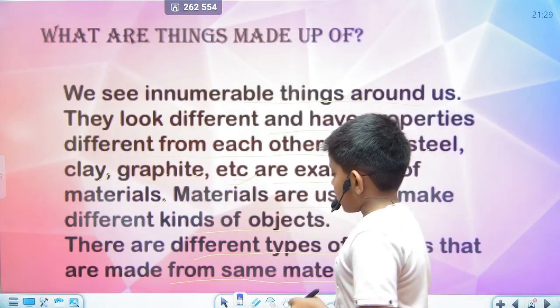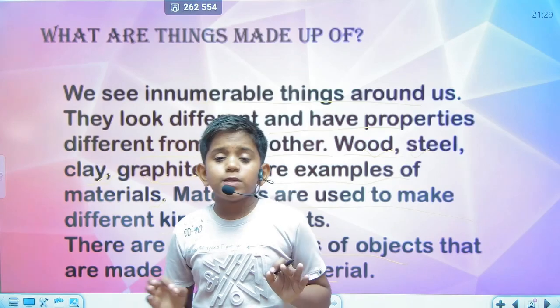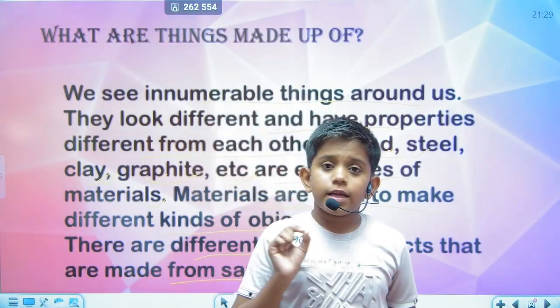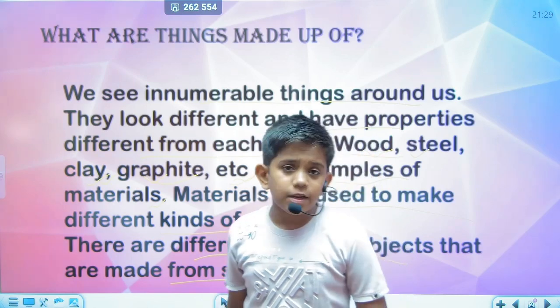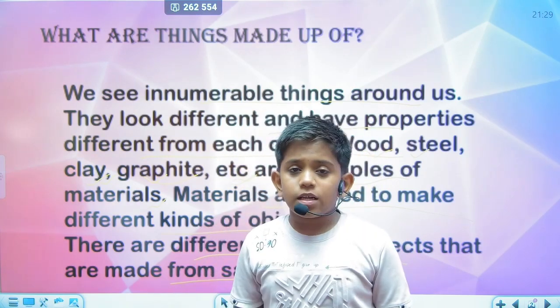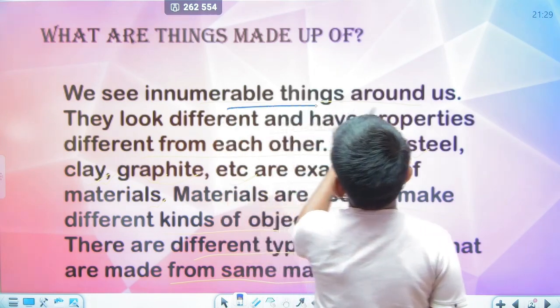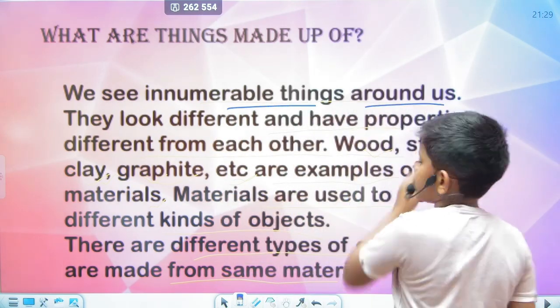What are things made up of? As we see, there are many things around us. Suppose there is a table, a pen, a book, pages, everything. These are all materials. What are these things made up of? There are many things around us.